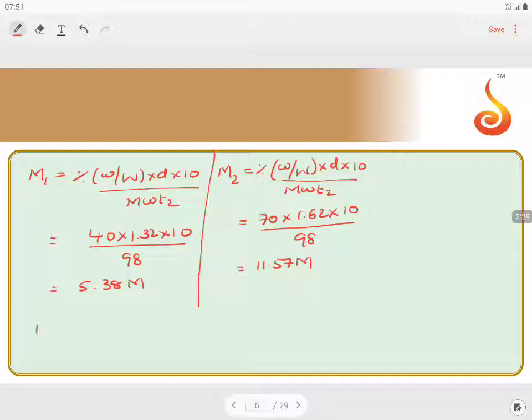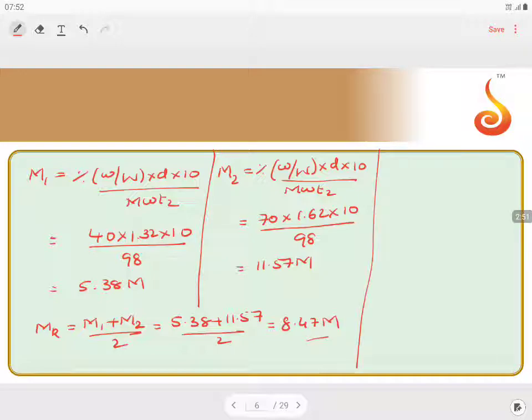Now the resultant molarity is equal to (M1 + M2) / 2, which is equal to (5.38 + 11.57) / 2, which is equal to 8.47 molar. And we have the molarity.